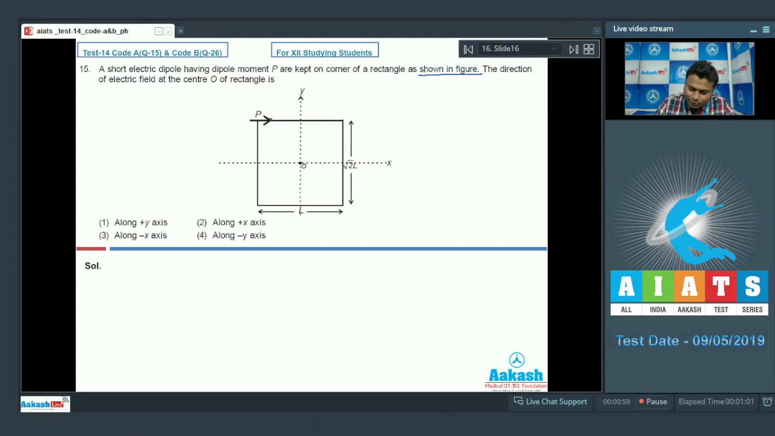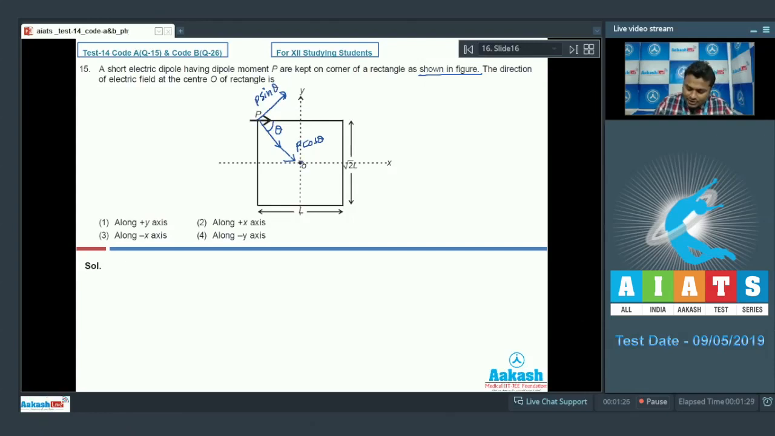Let us break P into components. One will be right here in this direction, and another component will be along the diagonal, in this direction. If I take this as angle theta, then this component will be P cos theta, and the next component of the dipole moment will be P sin theta.